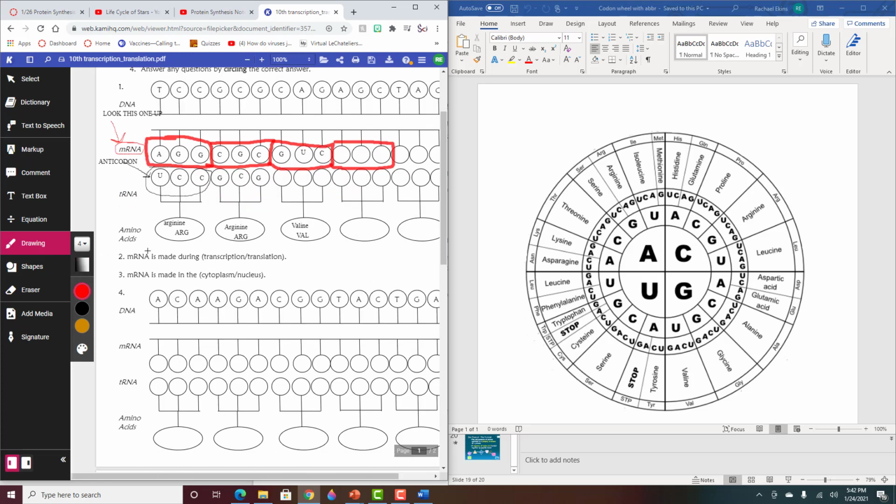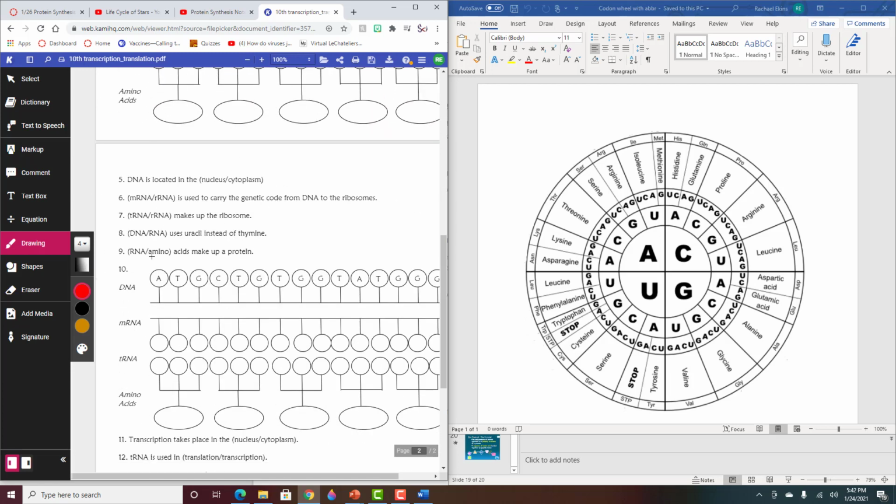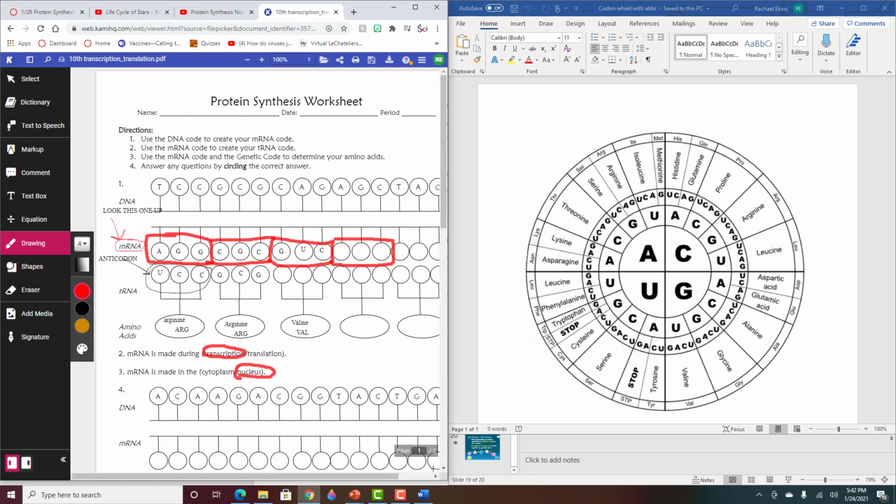Also, there are questions in here which you're going to just circle the answer with your drawing tool. mRNA is made during transcription. mRNA is made in the nucleus. So go through and make sure you read and circle the answers here for these questions that are built in here. And that's it for this assignment.